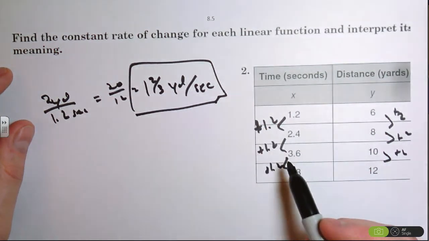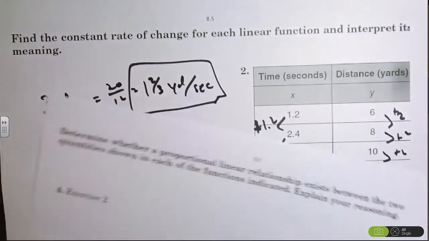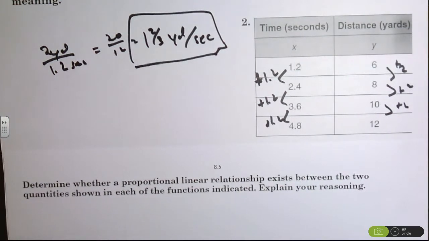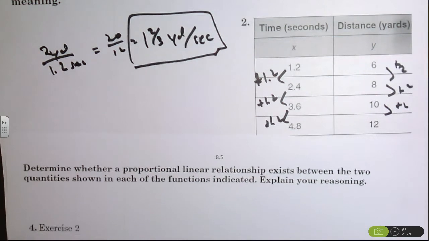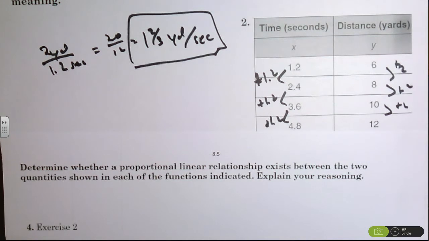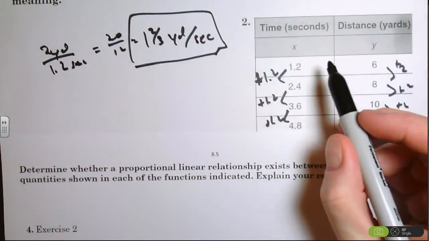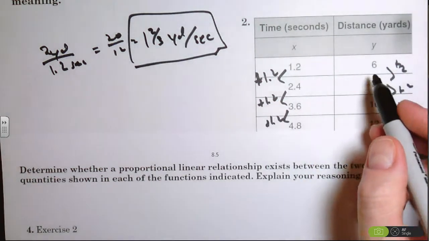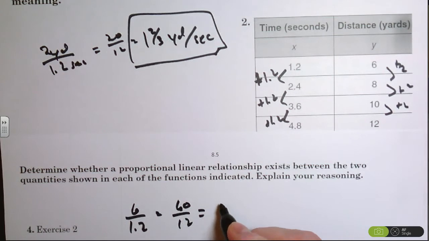Now the question on part number 4 is, is this relationship proportional, or is it just linear? And explain your reasoning. If it were proportional, what I would have to do is show that every time I divide this number by this number and this number by this number, I get the same thing. So I'll take 6 divided by 1.2. Multiplying by 10, I get 60 over 12. That's 5 to 1.